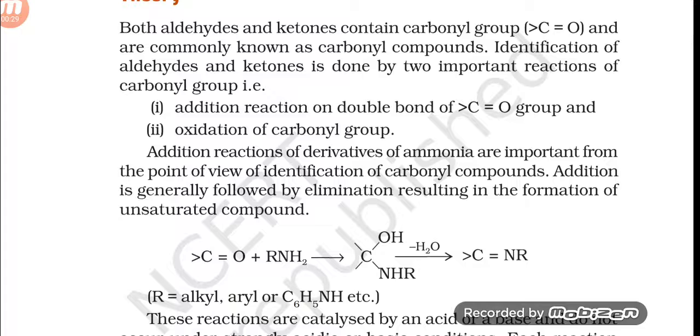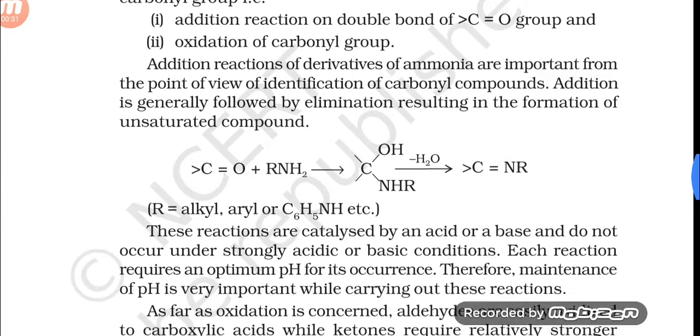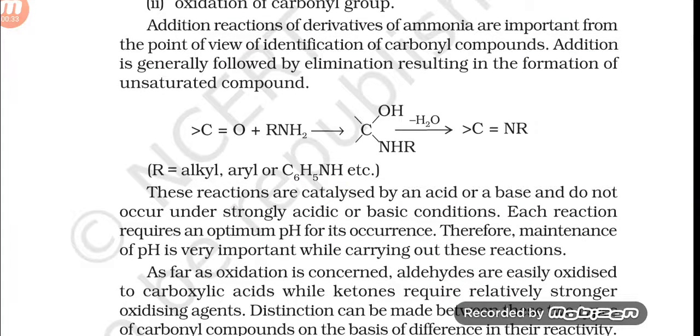The addition reactions of the derivatives of ammonia are important from the point of view of identification of carbonyl compounds. Addition is generally followed by an elimination resulting in the formation of an unsaturated compound. These reactions are catalyzed by an acid or a base and do not occur under strongly acidic or basic conditions. Each reaction requires an optimum pH for its occurrence. Therefore, maintenance of pH is very important while carrying out these reactions.